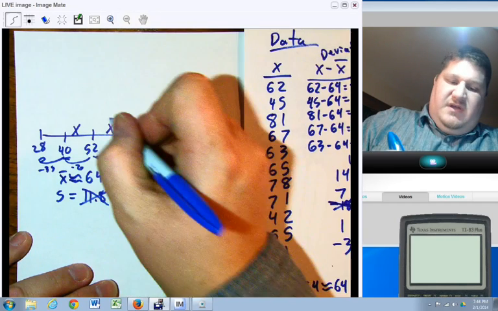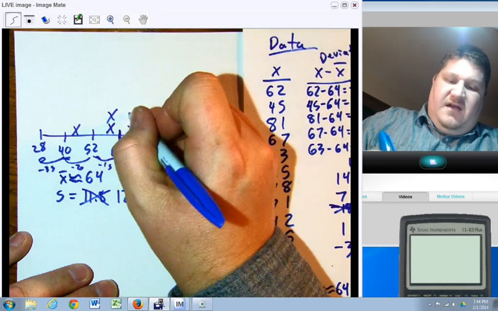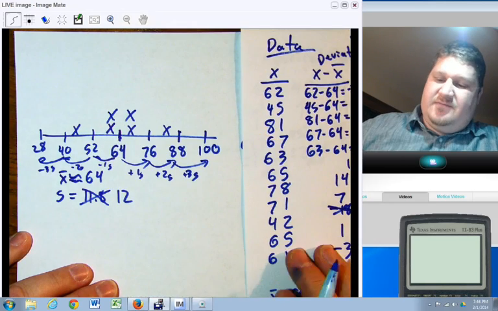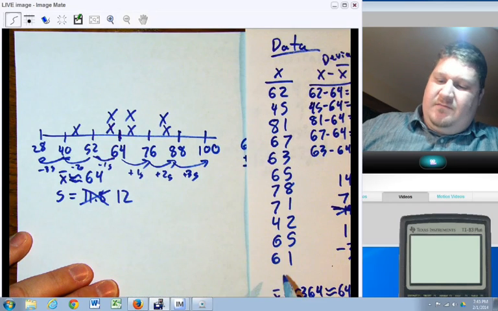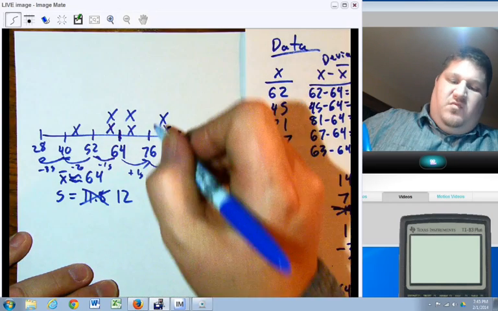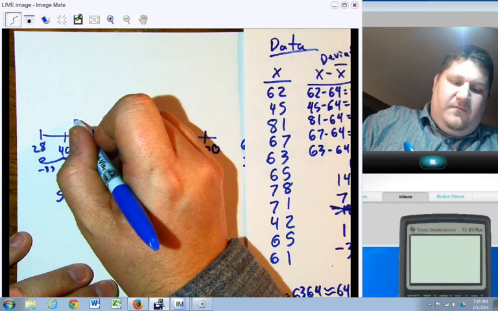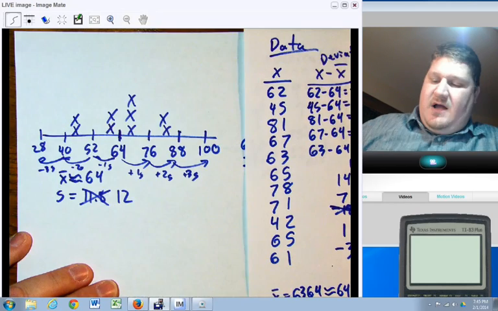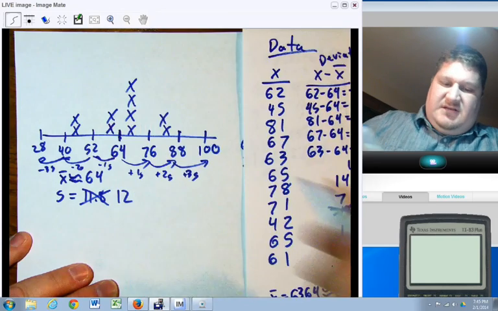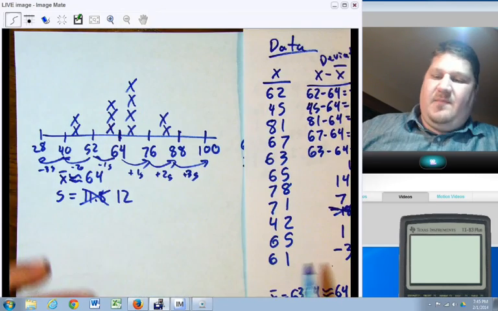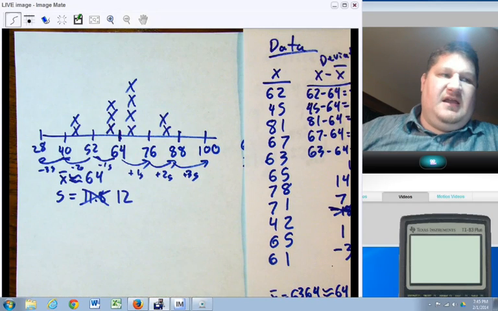63 would be in this box, 65 would be in that box, 78 would be in this box, 71 would be in this box, 42 would be in this box, 65, and 61. Now, 1, 2, 3, 4, 5, 6, 7, 8, 9, 10, 11. Everybody has to be represented.